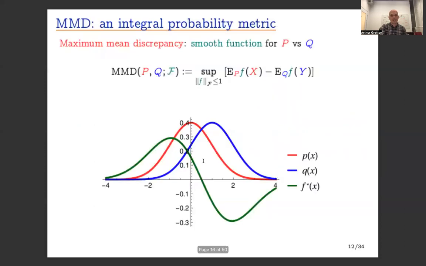All right. So now let's use the unit ball in a reproducing kernel Hilbert space, so the unit ball in the previous class of functions, as my set of witness functions for my integral probability metric. So here I've got E_P f minus E_Q f. And you can see that I've got a smooth function which has positive amplitude where there's more red mass and negative amplitude where there's more blue mass. So this is the case. I've just got two Gaussians with different means but the same variance.